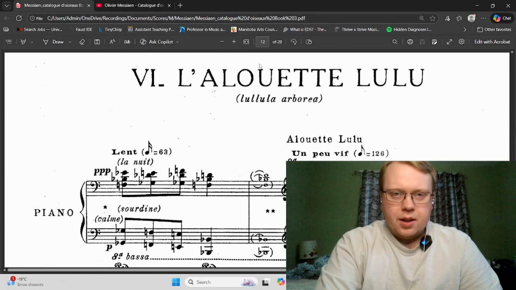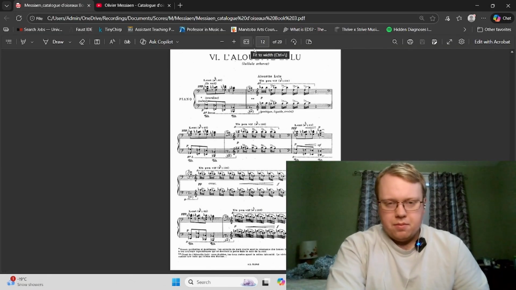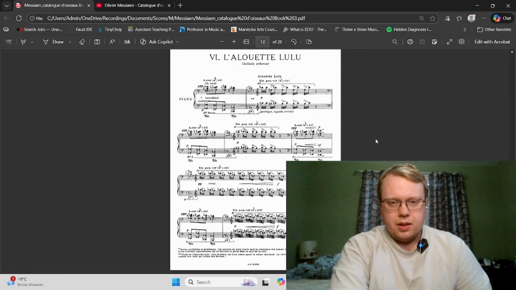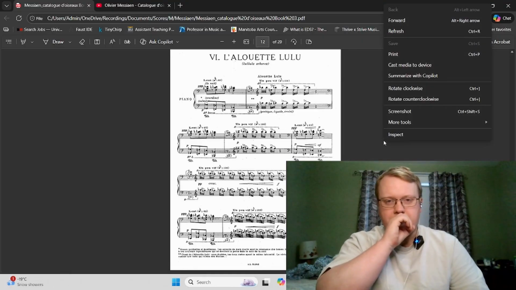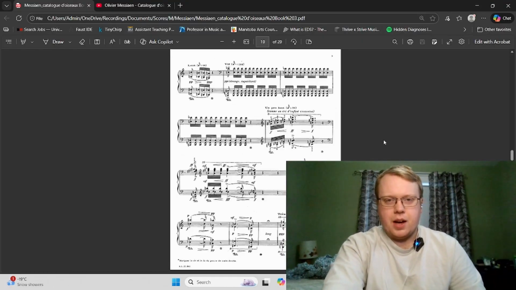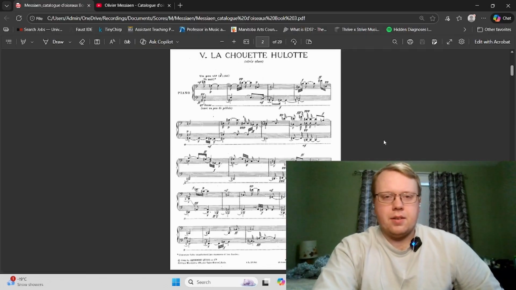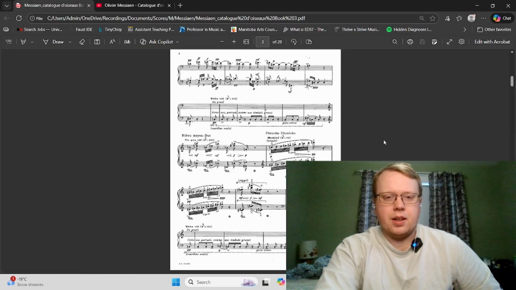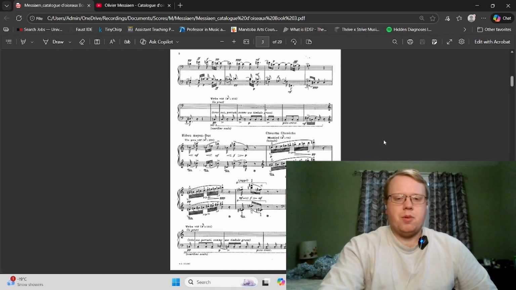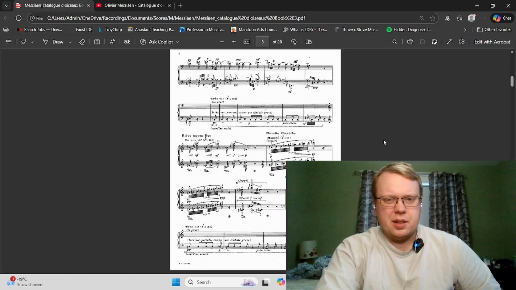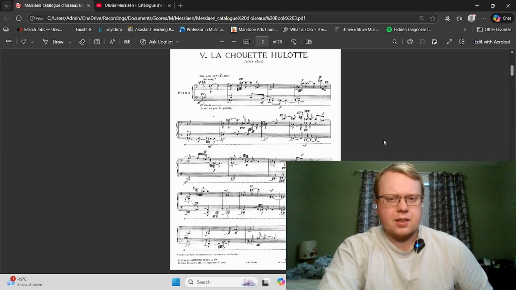Anyways, the pieces themselves, these are the best two so far, in my opinion. They're so good and enjoyable to listen to. The first one, the owl, is a little bit more long-winded, and out of all the movements so far, it has the least bird song in it. But I think that's kind of interesting.